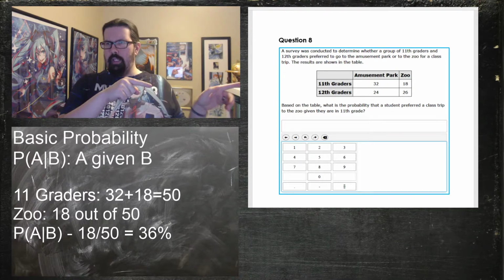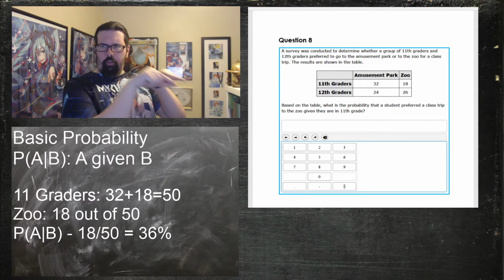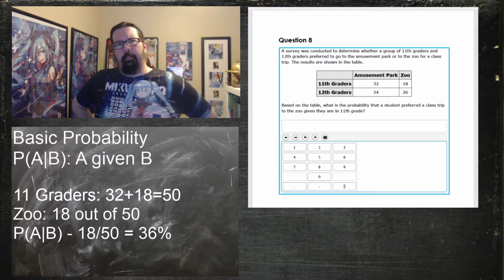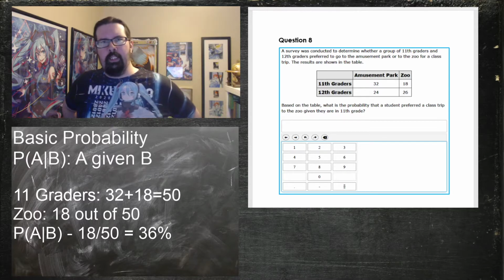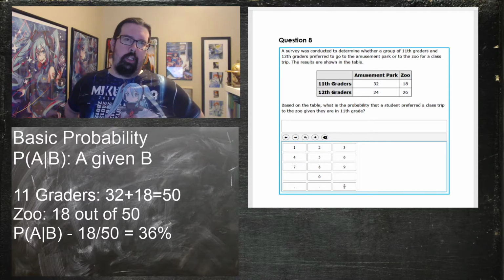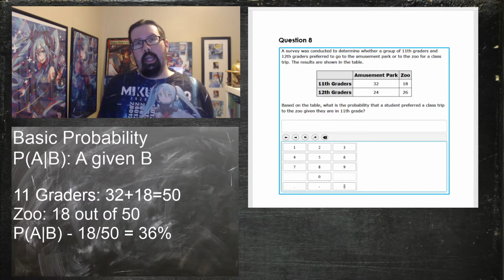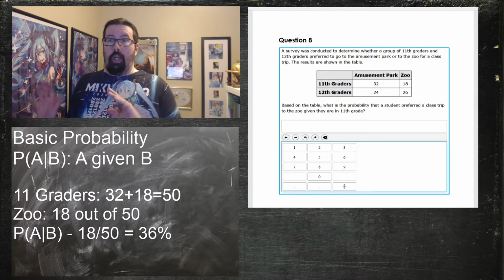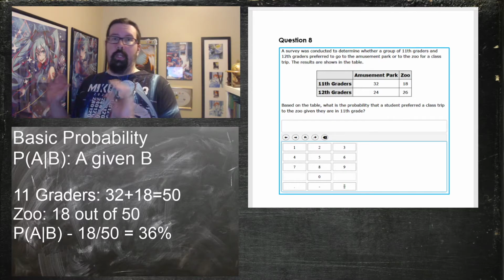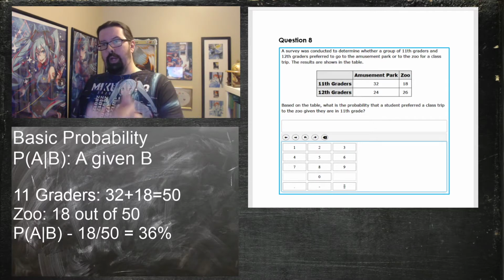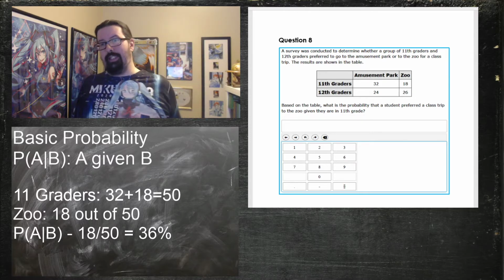But we look over there at our little enter thingy, and we don't have a percent button, do we? We do not have a percentage button. So you need to put this in either as a percentage, or not a percentage, a decimal. You need to put it in as a decimal or a fraction. So the fraction we already have, it's right down there, 18 out of 50.